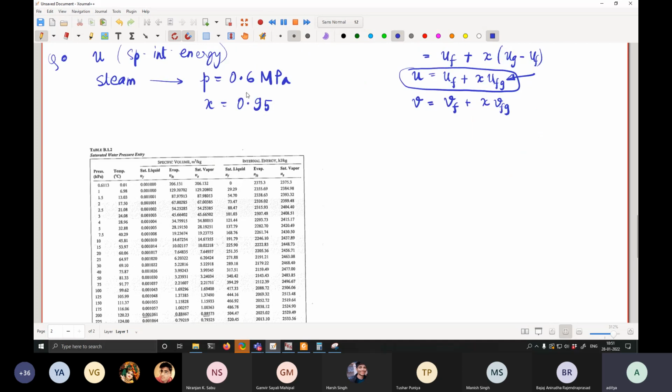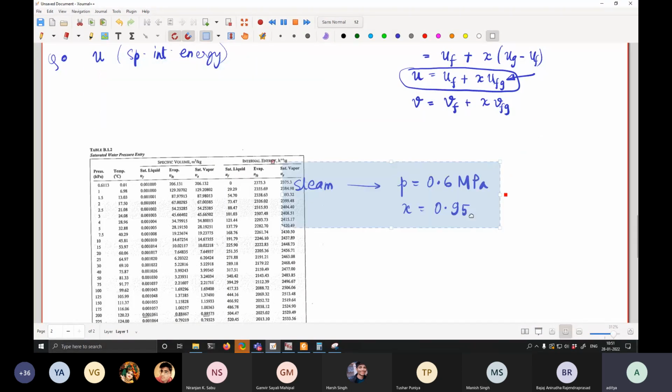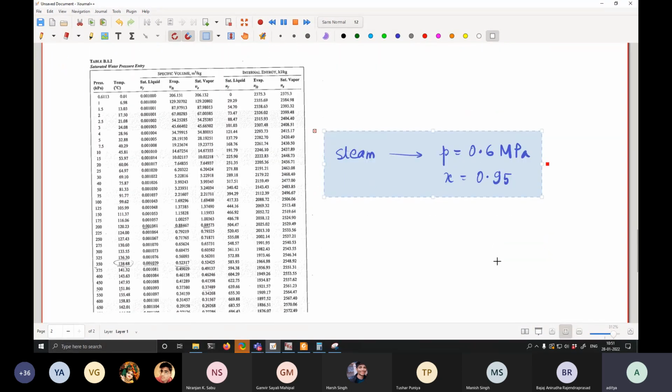Okay, so 600 kilopascal. So let me just grab this question over here also. So what do we have? So pressure 600 kPa. I mean, is this visible or is it too small? Okay, I mean, you can download it and look at it later. So 600 kilopascal, these are the entries of our interest.